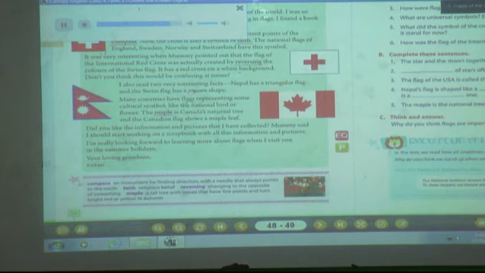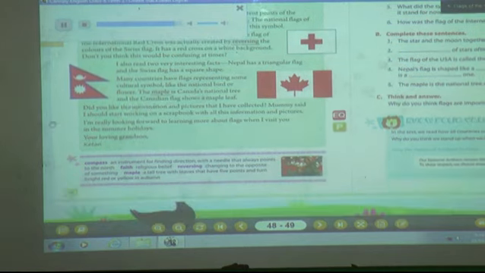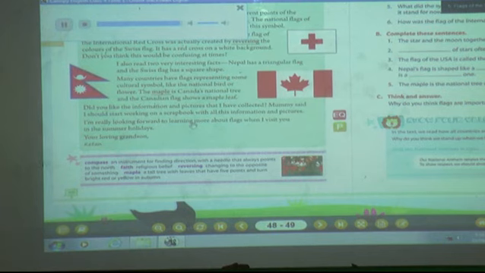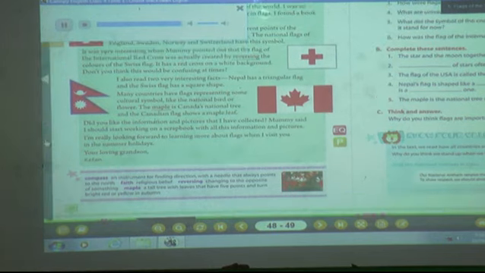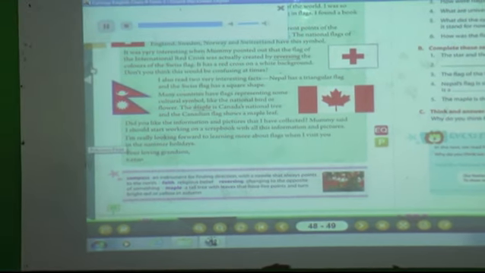Many countries have flags representing some cultural symbols like the national bird or flower. The maple is Canada's national tree and the Canadian flag shows a maple leaf. Did you write the information and pictures that I have collected? Mommy said I should start working on a scrapbook with all this information and pictures. I'm really looking forward to learning more about flags when I visit you in the summer holidays. Your loving Ketan.